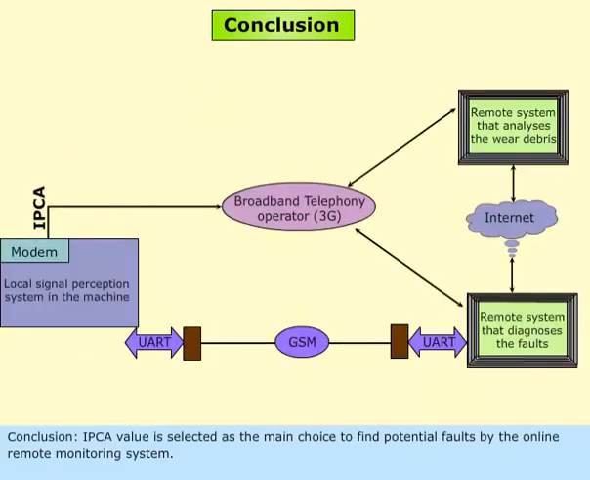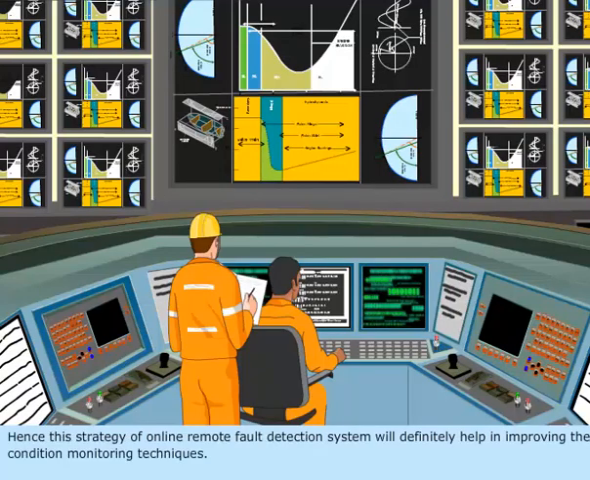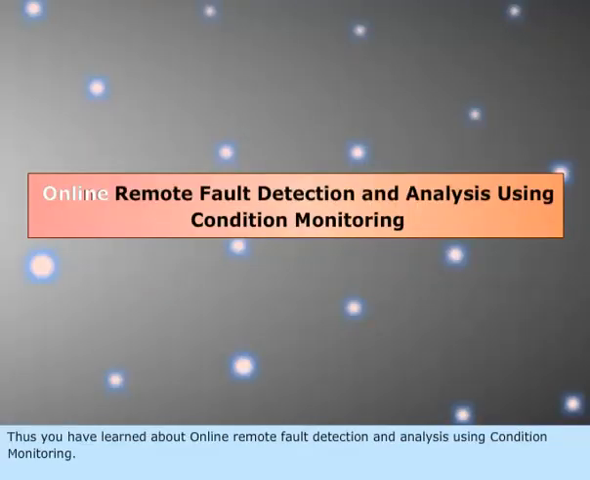Conclusion. IPCA value is selected as the main choice to find potential faults by the online remote monitoring system. The figure shown is the one processed by the online sensor during the online IPCA monitoring. Hence, this strategy of online remote fault detection system will definitely help in improving the condition monitoring techniques. Thus, you have learned about online remote fault detection and analysis using condition monitoring.